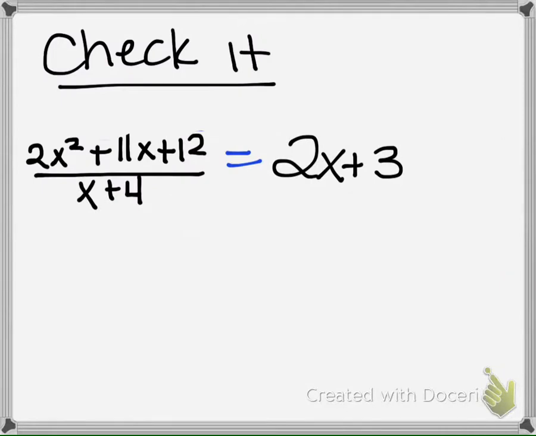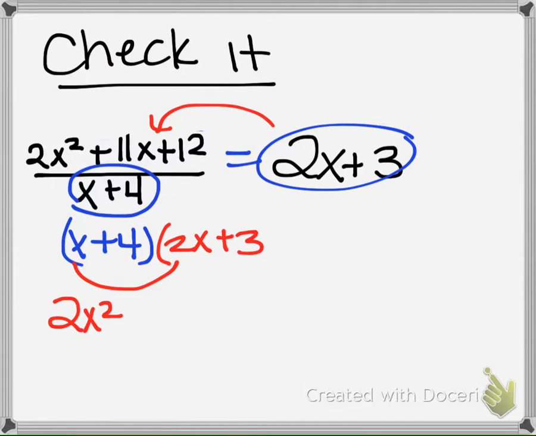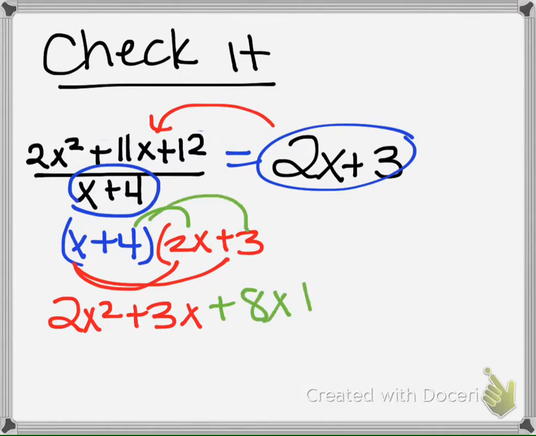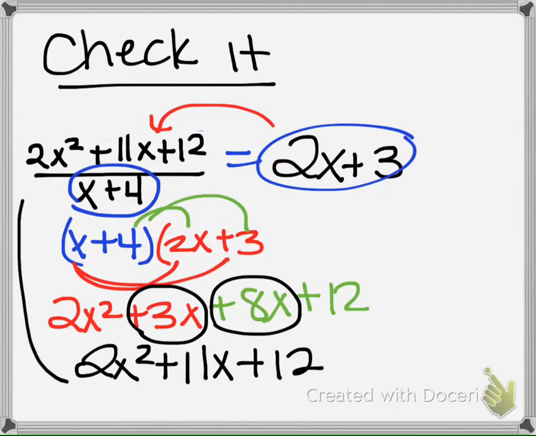Okay, so if we want to check it, we're going to take our denominator, which is x plus 4, and we're going to multiply it to our answer here. And make sure that it gets us our numerator. So if we multiply 2x times x is 2x squared, x times 3 is 3x, 4 times 2 is 8x, and 4 times 3 is 12. Then we combine the like terms, and as we can see, we get our numerator, so we know we checked it, it's correct.